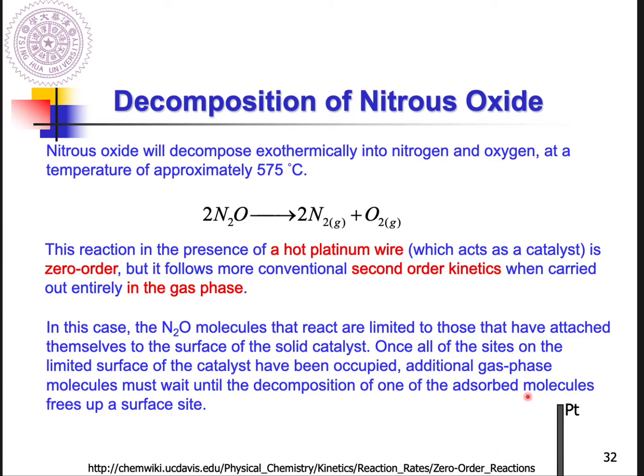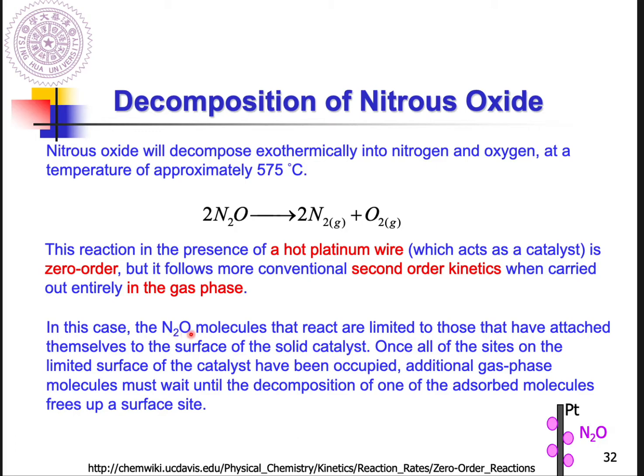Why? Because although I have a bunch of nitrous oxide, only a small portion of nitrous oxide adsorbed on this platinum wire can be decomposed into nitrogen and oxygen. So there is a limited number of available sites on this platinum wire. As long as one is decomposed, there will be an available site to allow other nitrous oxide to adsorb on it, and then it will continue to be decomposed, right?